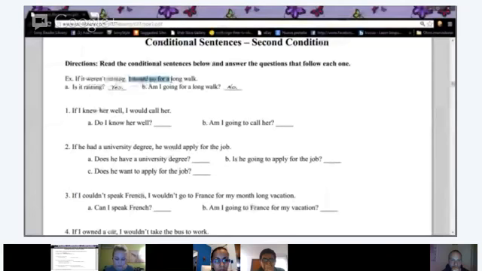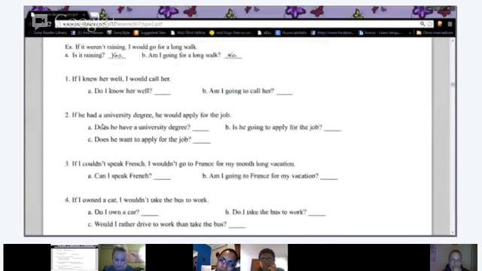Am I going for a long walk? No. Why am I not going for a long walk? Because it is raining. All right, so we're going to analyze these sentences so we know exactly what we're saying here. We're going to do one sentence each. Let's start off with M. Let me have you read number 1 and answer these 2 questions down below. Go for it. If I knew her well, I would call her. Do I know her well? No. Am I going to call her? No.